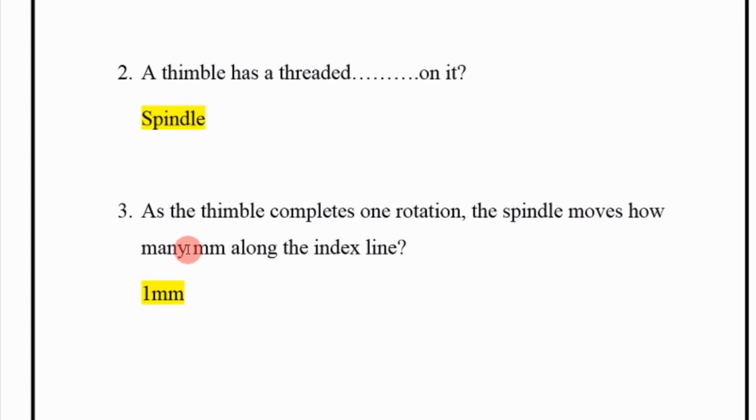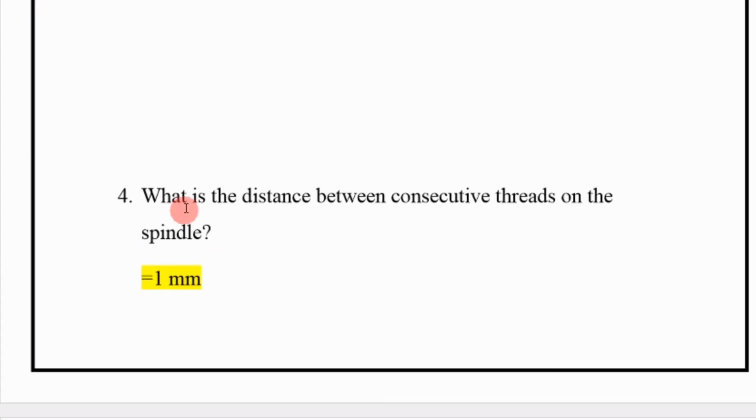Next, as the thimble completes one rotation, the spindle moves how many millimeter along the index line? 1 millimeter. Next, what is the distance between consecutive threads on the spindle? 1 millimeter.